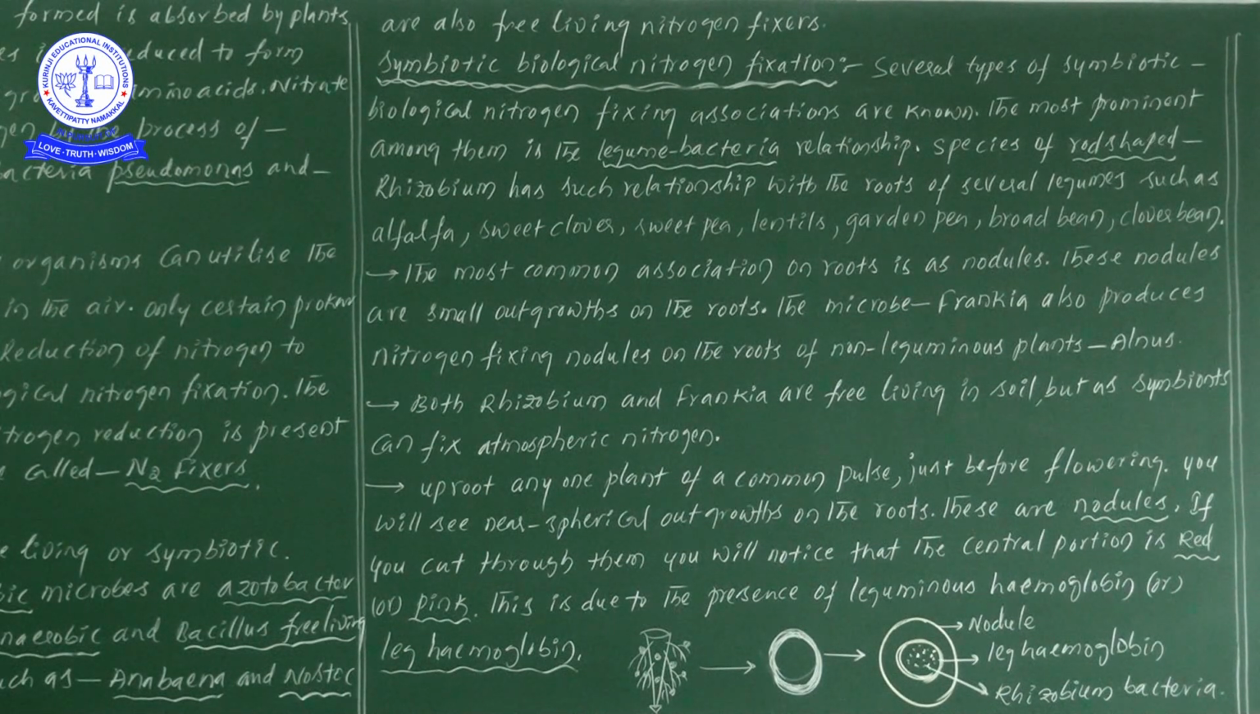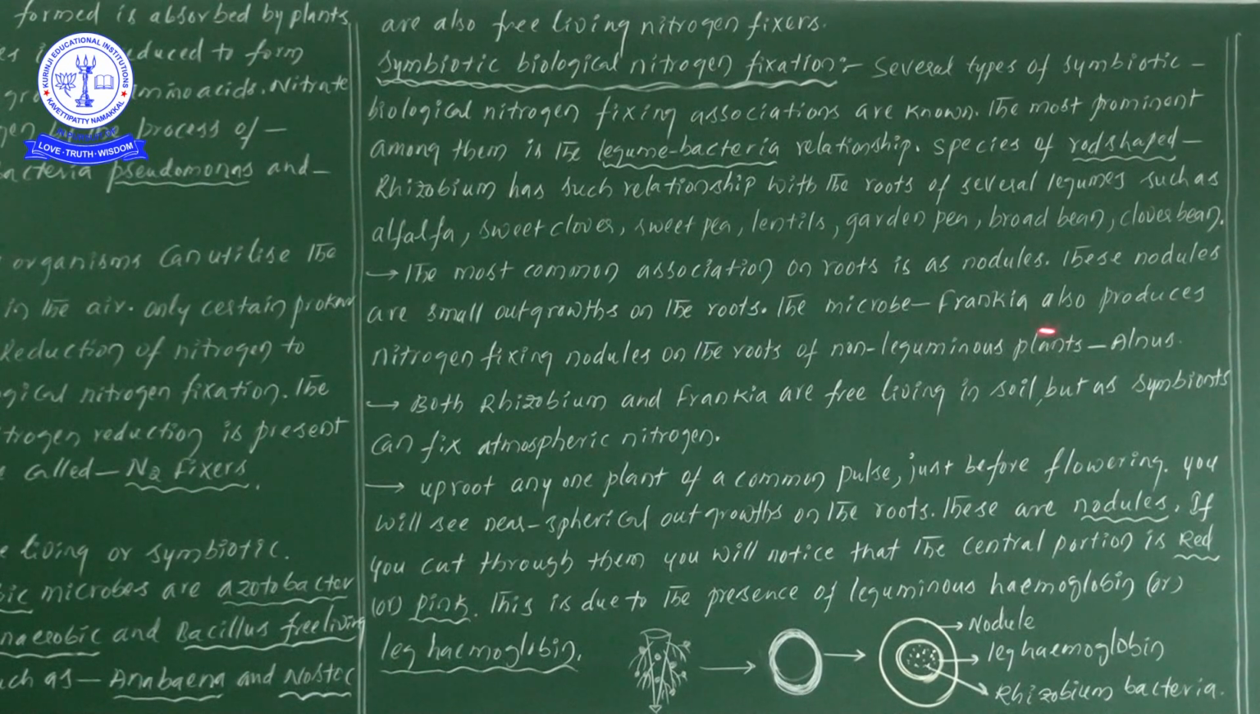First of all, what is happening? When Rhizobium bacteria enters into the body of the plant root system, at that time it forms nodules. Small spherical shaped structures form. These spherical bulged structures, from our subject point of view, we call nodules. Now these nodules are small outgrowths of the roots.